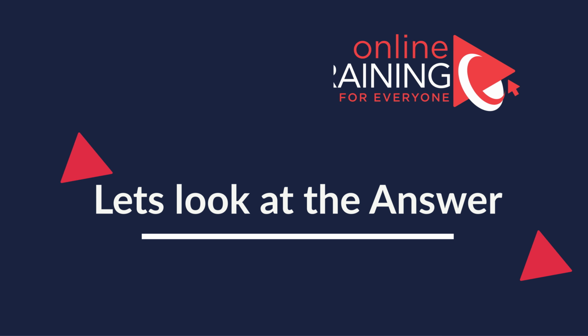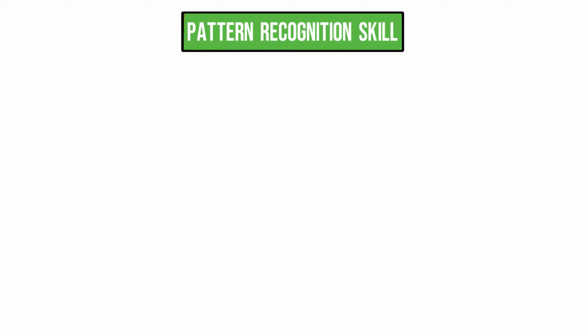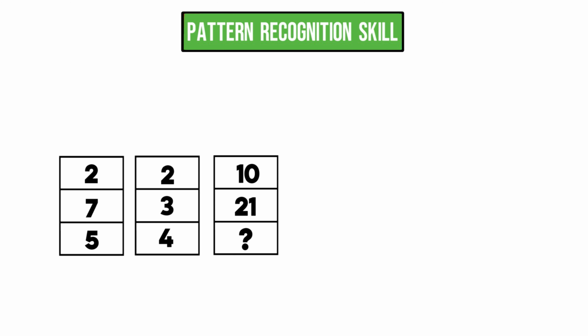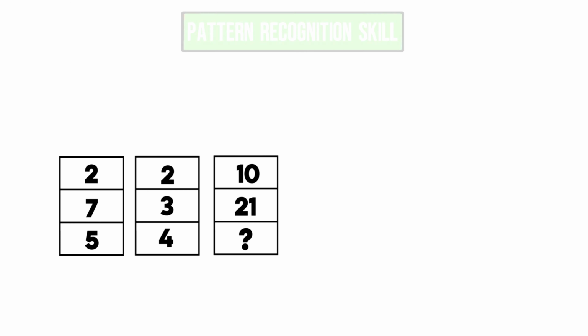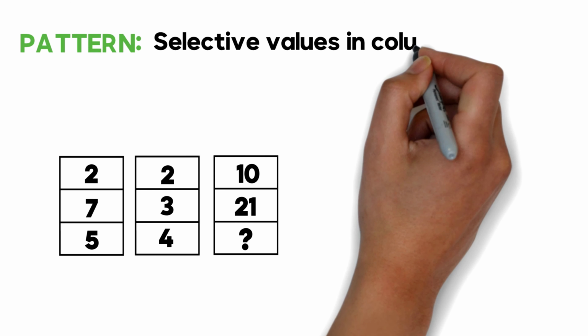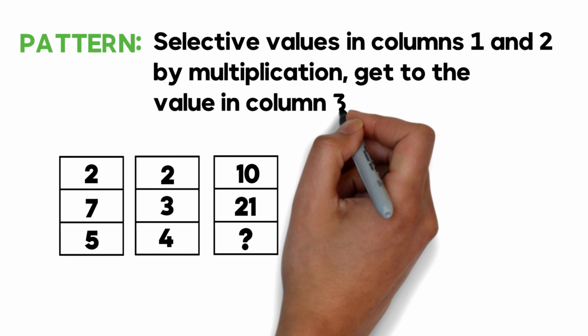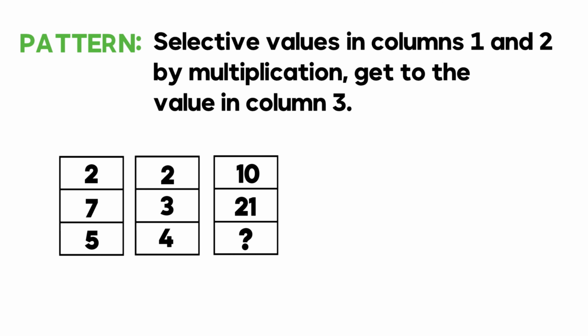Let's continue to see how we can get to the correct solution together. The most important skill to solve these types of problems is pattern recognition. To recognize the pattern, you need to look closely into each column. Selecting values in columns 1 and 2, by multiplication we get the value in column 3, and this is our pattern. Let's take a closer look at the values that are already present.